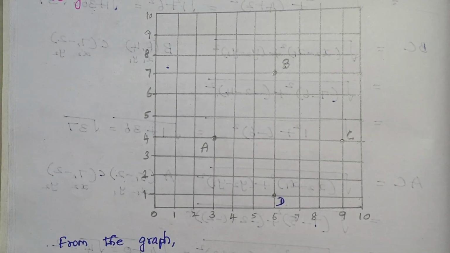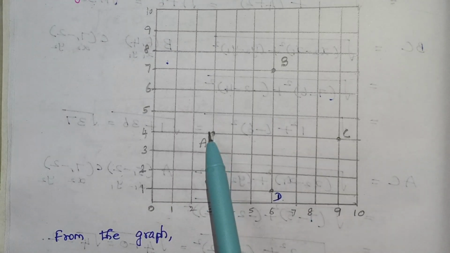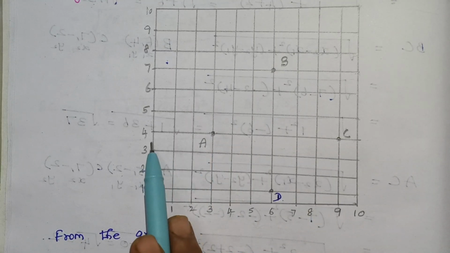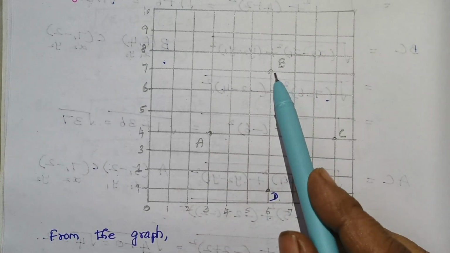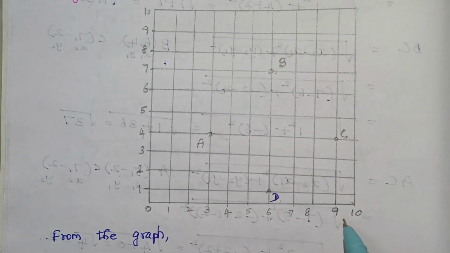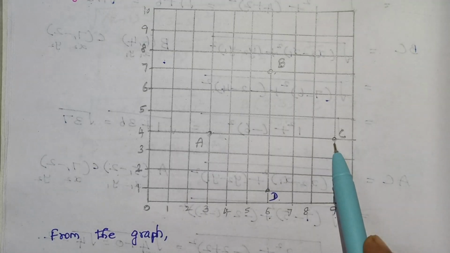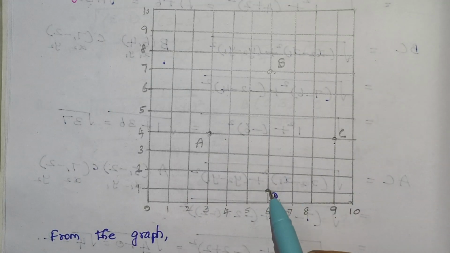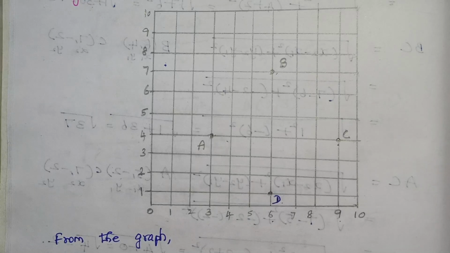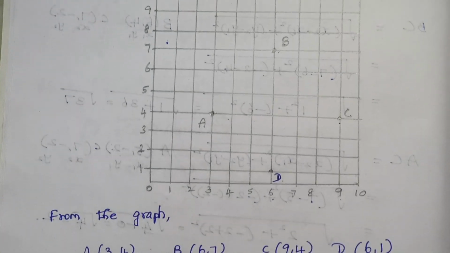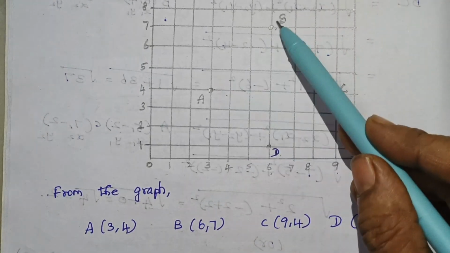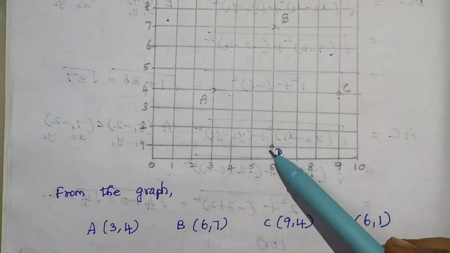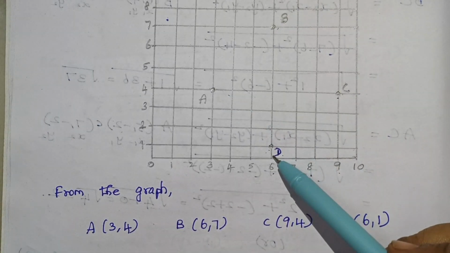So first we will write down the points. What about point A? You see point A is 3, 4, and point B is given by 6, 7. And what about point C? It is given by 9, 4 and point D is given by 6, 1. Everything is clear from the graph. So first list out the points. Now the next thing is we have to find AB, BC, CD and DA or AD, anyway it is correct.